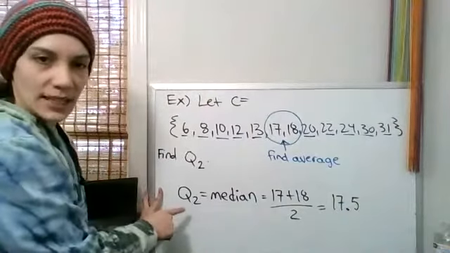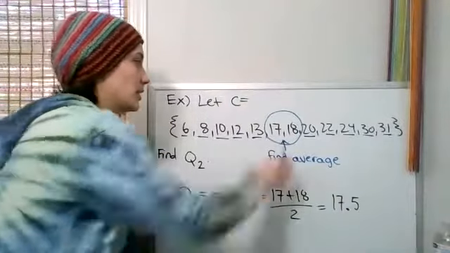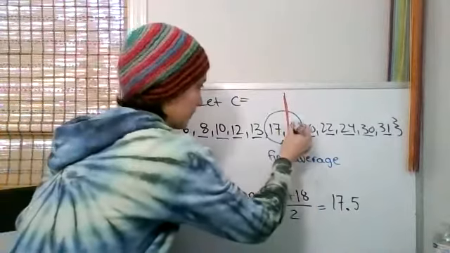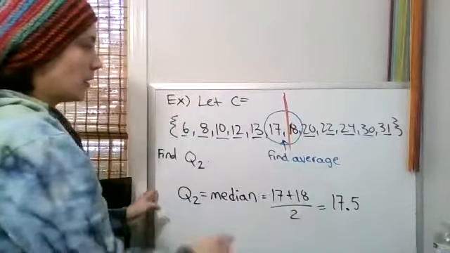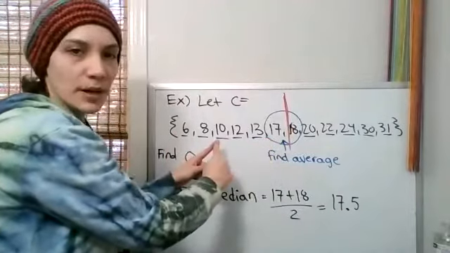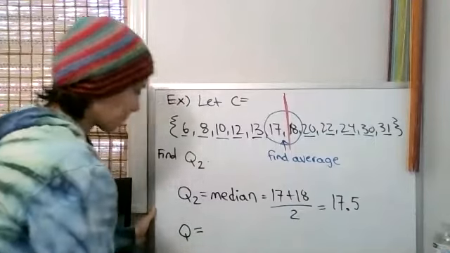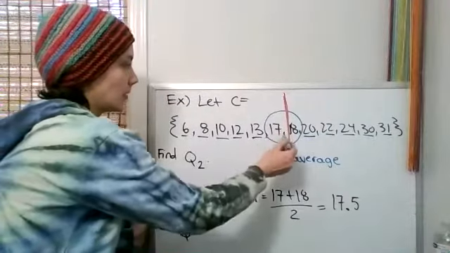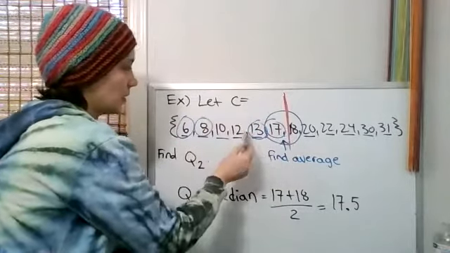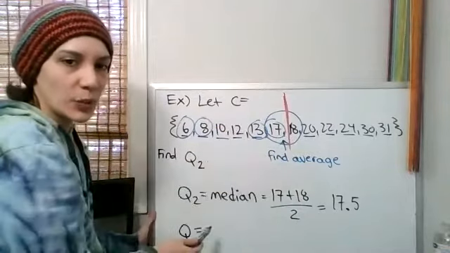When Q2 is not in the set, you use it as a divider and just split the set into 2 parts. From the bottom half, we find Q1. It's the median of the bottom half. Let's go with 1, 2. So again, I have 2 numbers in the middle. We're going to take the average of 10 and 12 to get Q1.